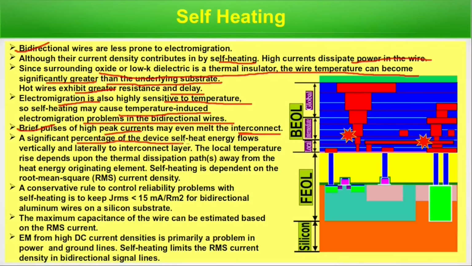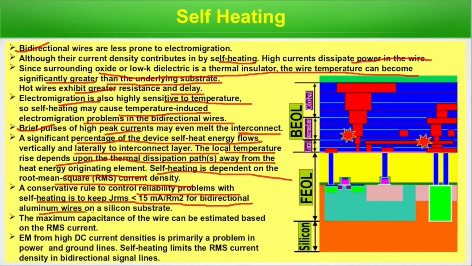A significant percentage of device self-heat energy flows vertically and laterally to the interconnect layer. The local temperature rise depends upon thermal dissipation paths away from the heat energy originating element. Self-heating is dependent on the root mean square current density. So it depends on current density. Self-heating is also dependent on IRMS. Temperature of any point in the chip depends on how far it is from the heat generating element. A conservative rule to control reliability problems with self-heating is to keep JRMS at 15 milliampere per micrometer square for bidirectional aluminum wires on silicon substrate.